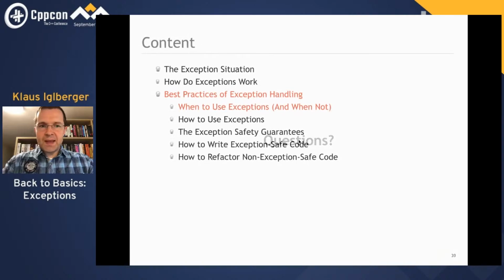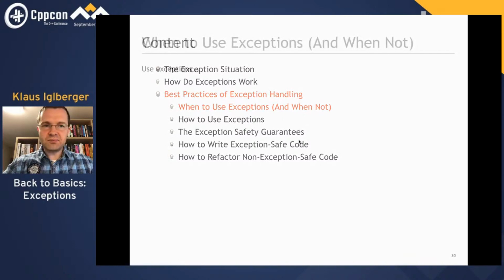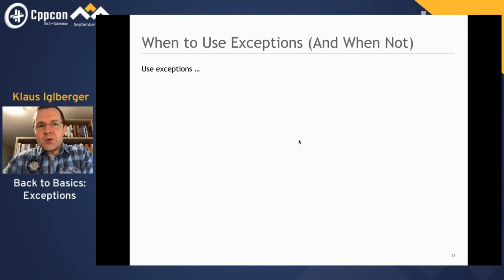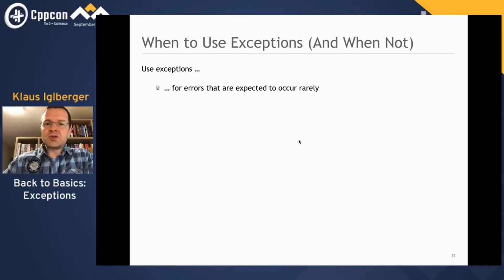Which brings us to the biggest part in this talk, best practices of exception handling. And the first question that people usually deal with is, when should I use exceptions and when not? Of course, assuming that you're allowed to use exceptions in the first place. So, to summarize, use exceptions for errors that are expected to occur rarely. You've just seen that in the error case, the performance penalty is pretty high. So I would not use exceptions for something that occurs pretty often. Use exceptions for the cases that are truly exceptional, that occur rarely, and probably also in which cases you do not really care about performance anymore.